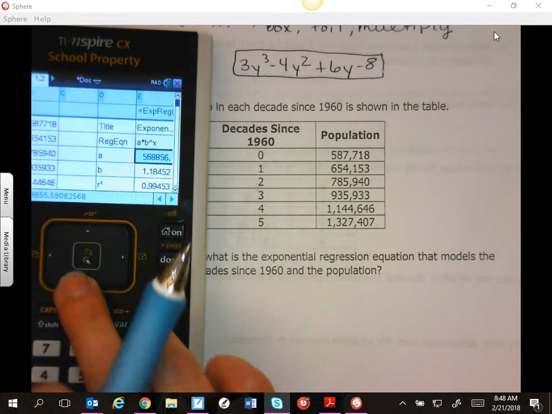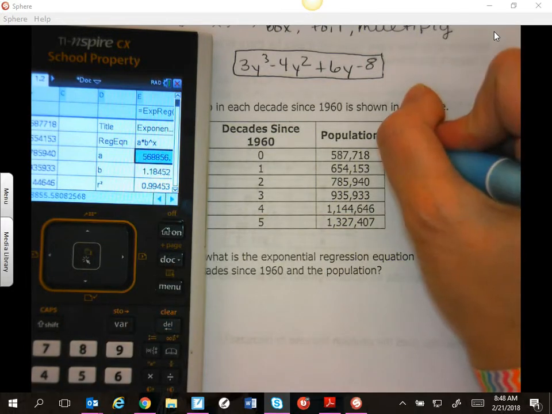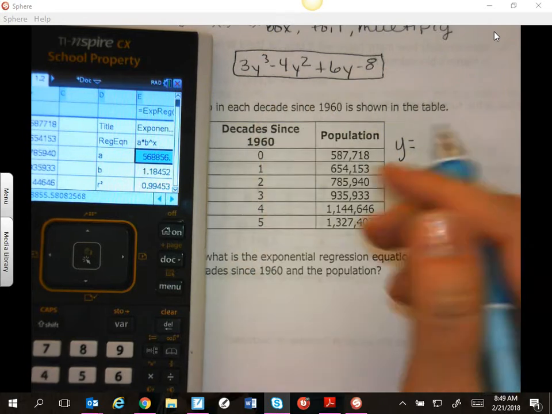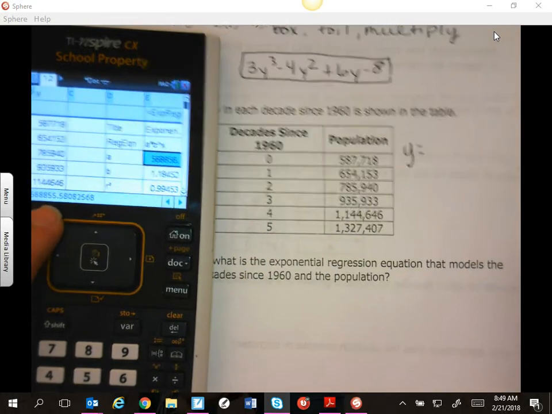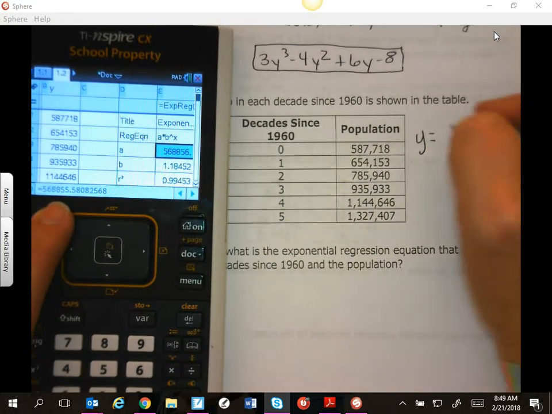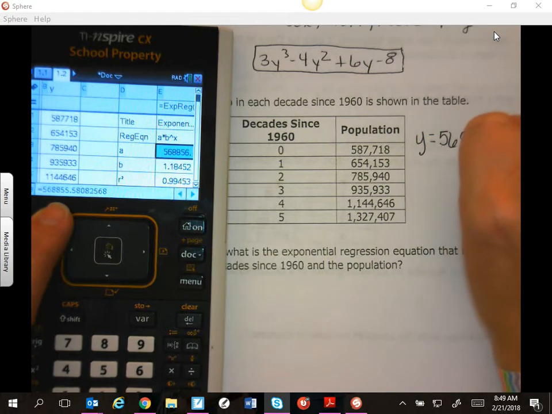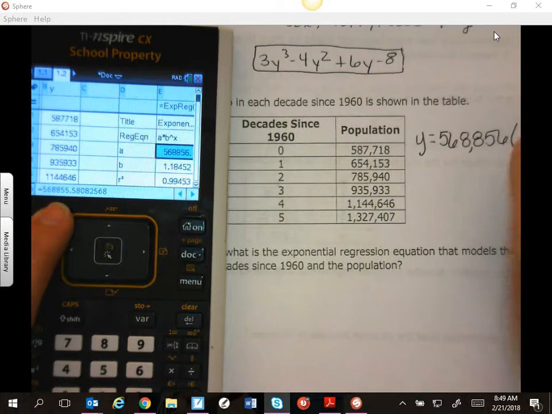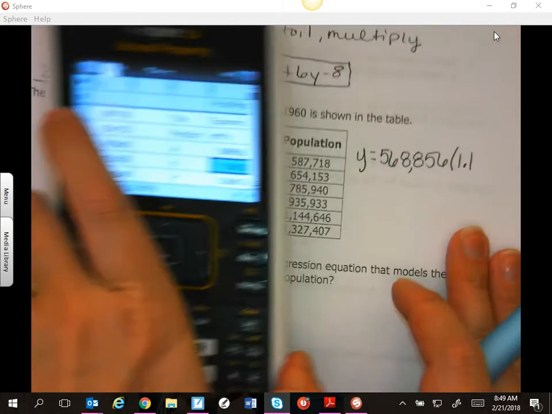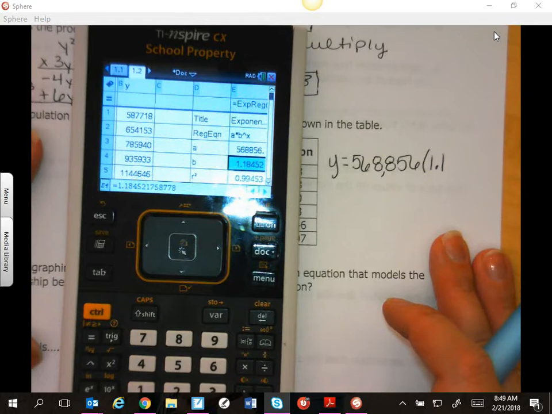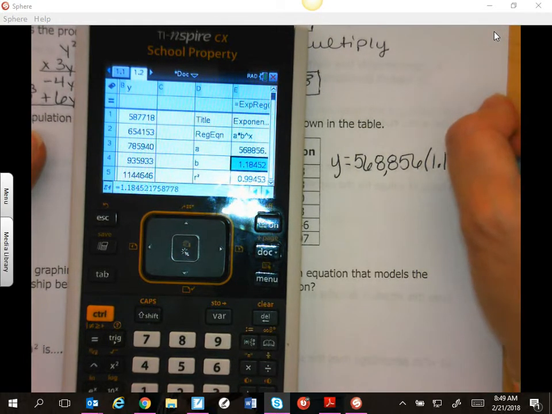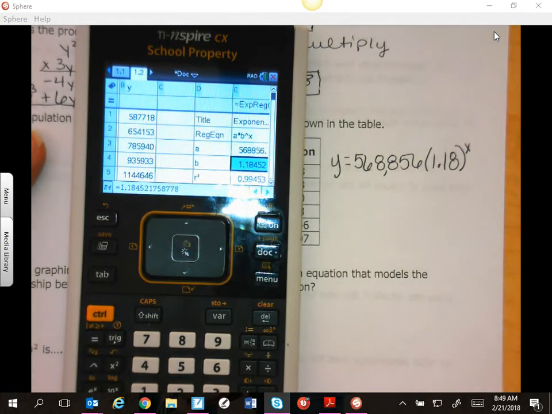Alright, so our exponential regression is y equals, this is our a value, and you can see it as a decimal down here, 5.6885 times the b value, we're just going to say 1.18 to the x power.